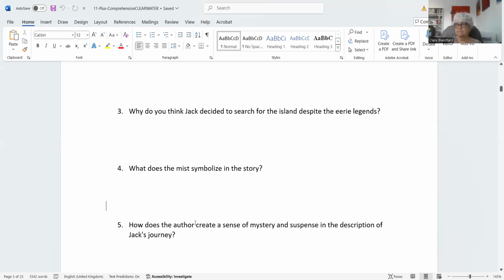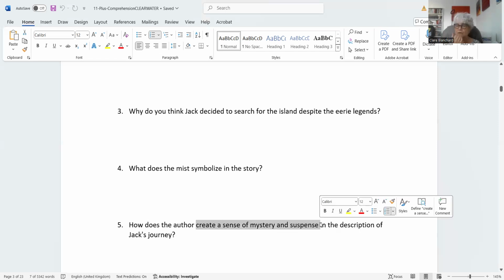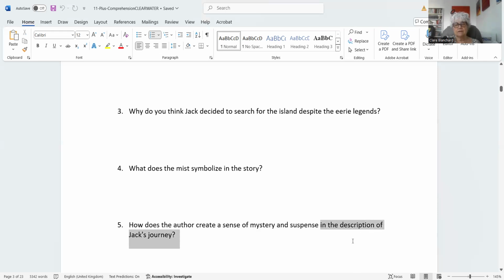How does the author? So we've now decided that we're looking for language techniques and literary devices. But what specifically is the author creating? A sense of mystery and suspense. So we'll come on to that later as I go through the text and show you what is meant here. But then the third and also very important part, in the description of Jack's journey. So we're not being asked to comment on the whole of the extract, the whole of the text. We're being asked to comment on a specific segment of the text.